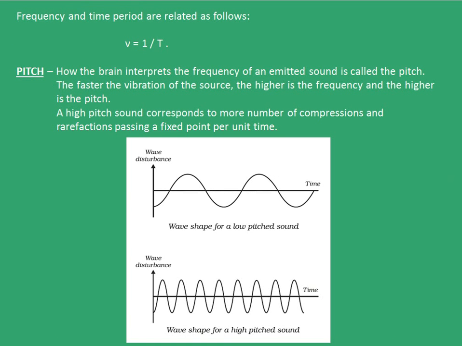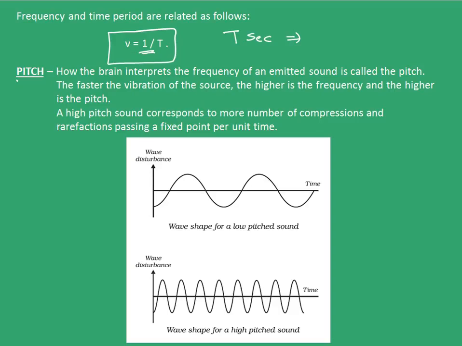What is frequency and time period? The frequency and time period of a sound wave is related by the formula nu equal to 1 upon T. Suppose the time period of the sound wave is T seconds. Therefore, the frequency will be 1 upon T per second. Now we will see some terms that are used in context with the sound wave.